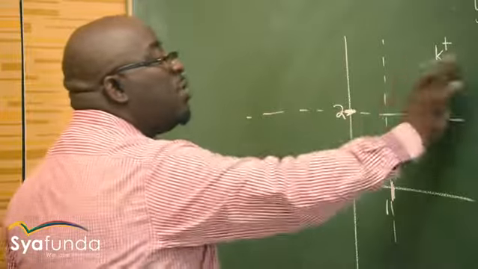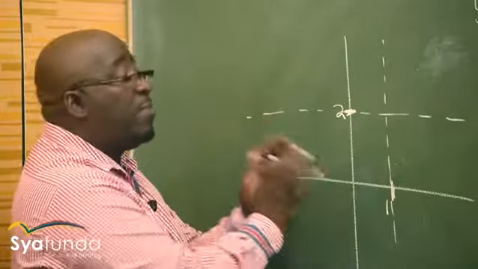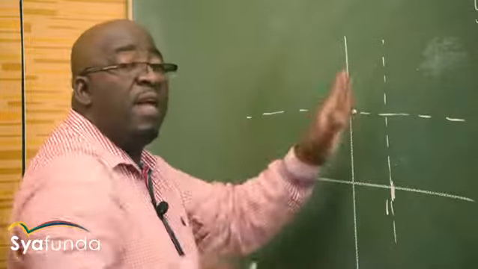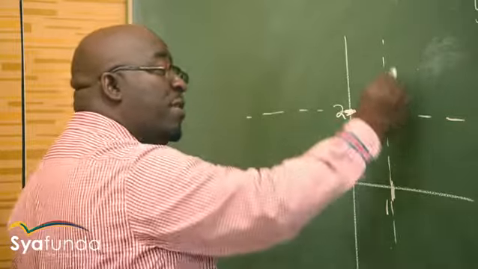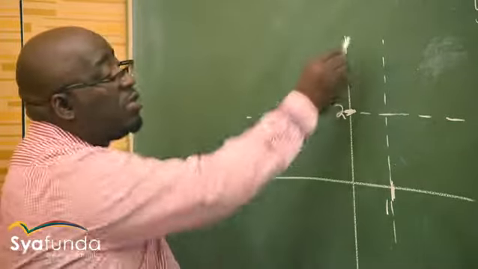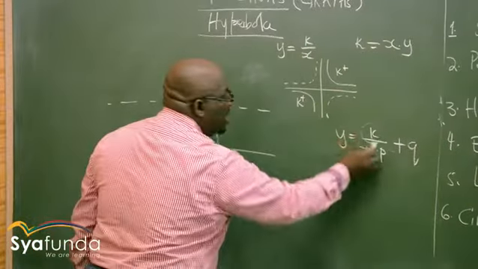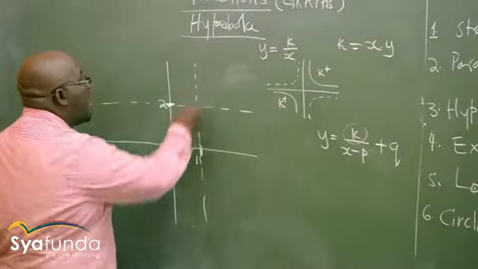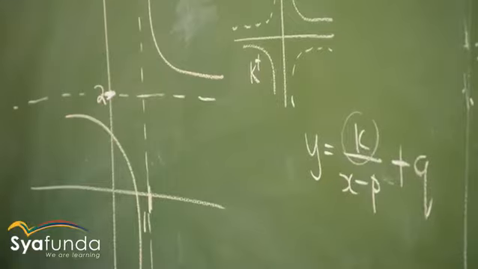Now, if my K was positive, I'm no longer going to consider this Cartesian plane, but I'm going to consider the new Cartesian plane that is formed by my asymptotes. If K is positive, the graph will be in the first quadrant and the third quadrant. But if K is negative, it was going to be in this quadrant and this quadrant. For this case, let us say K is positive. Then our graph will be in this quadrant and this quadrant. But what do I know?